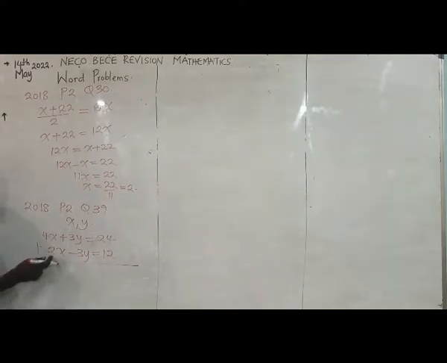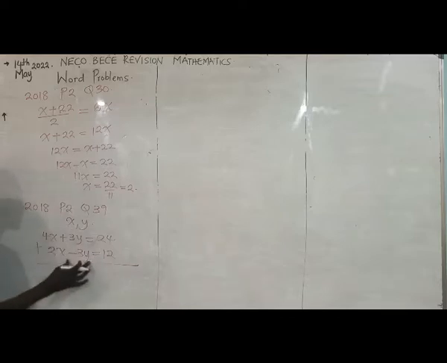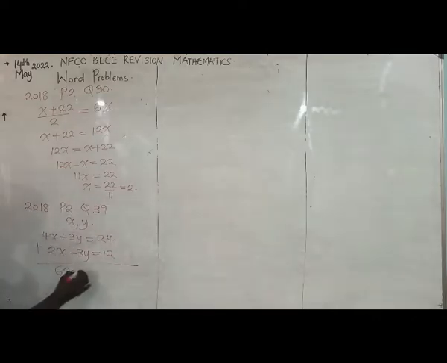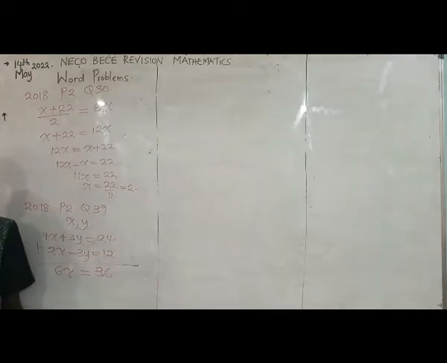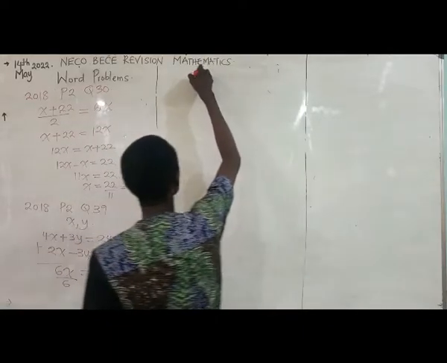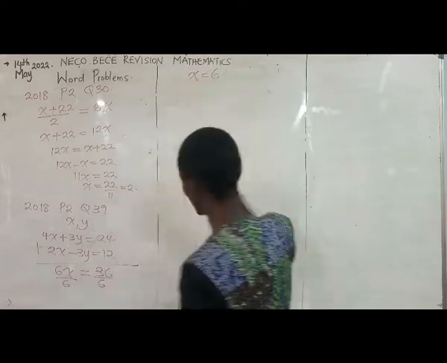4x plus 2x will give me what? 6x. I don't need to bother about this because I have eliminated them. And this will give me what? 24 plus 12 will be what? 36. Now this is done with the assumption that you are not struggling with your basic arithmetic. Basic arithmetic. So from here, I'll divide both sides by 6. And I have that x will be equal to 6. Alright.